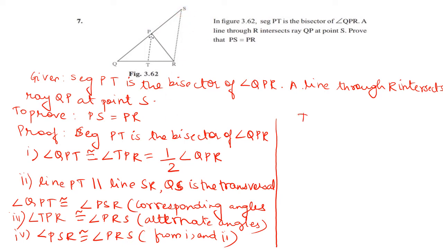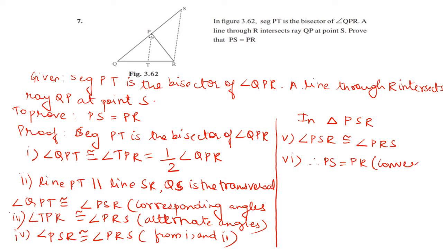So we'll write now in triangle PSR, we have proved that angle PSR is congruent to angle PRS, correct? Then therefore we can say PS is equal to PR. Reason, converse of isosceles triangle theorem.